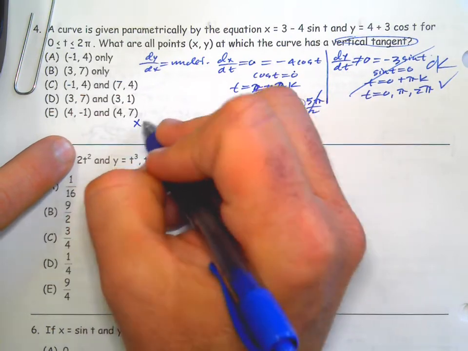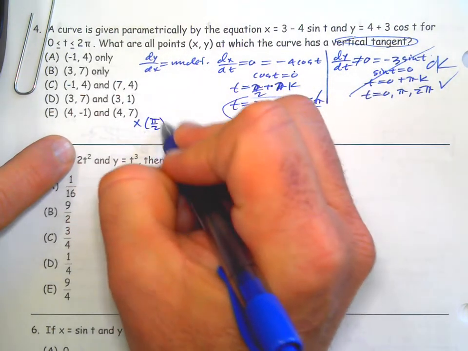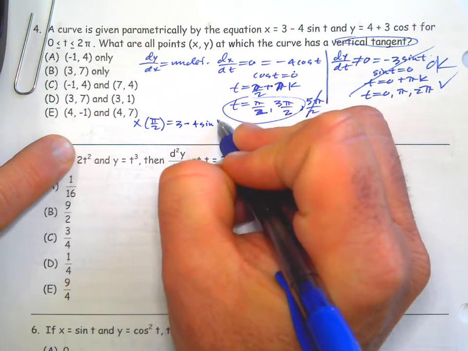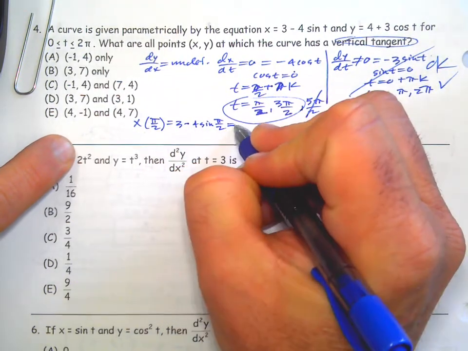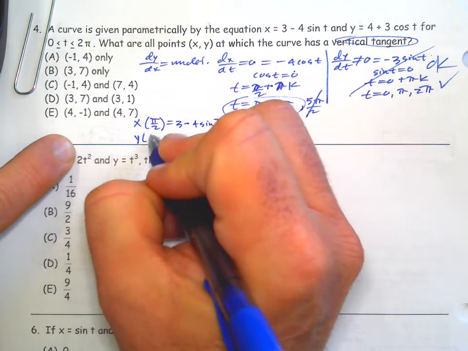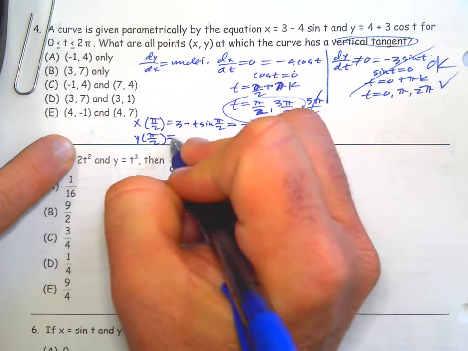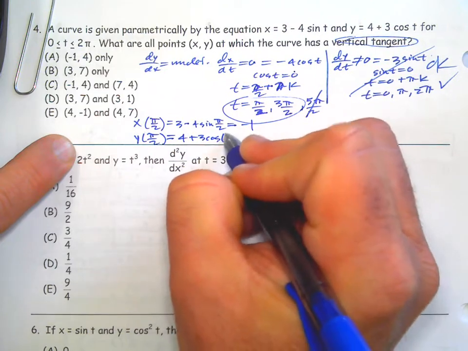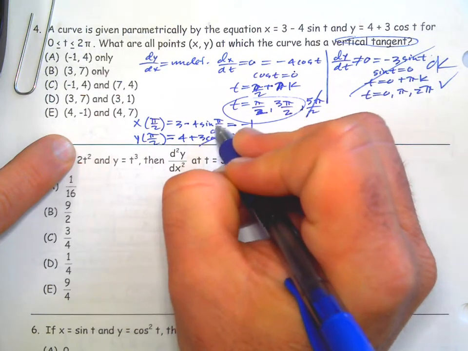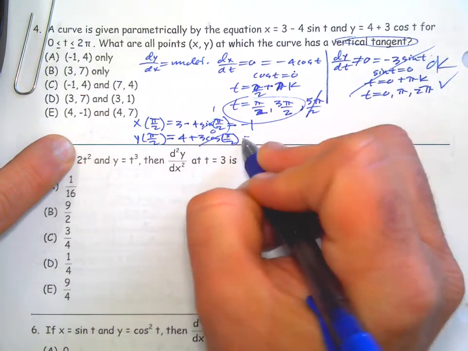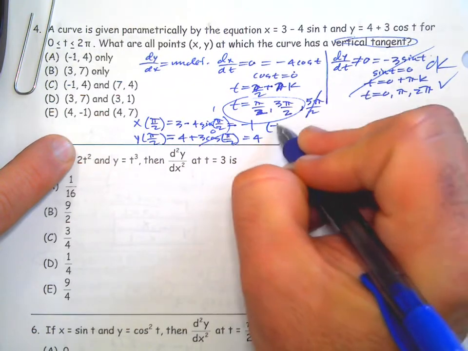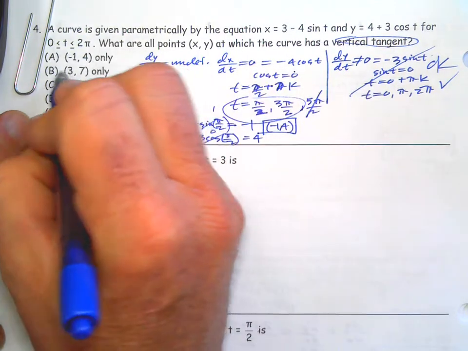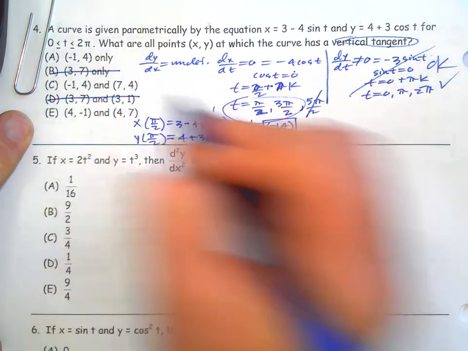So we have to find x of pi over 2, which is going to be 3 minus 4 sine pi over 2. Sine of pi over 2 is 1, so it's going to be negative 1. And then y of pi over 2 is 4 plus 3 cosine pi over 2. Cosine pi over 2 is 0, so that's going to be 4. So one of the points is negative 1, 4. So we can eliminate the other options.